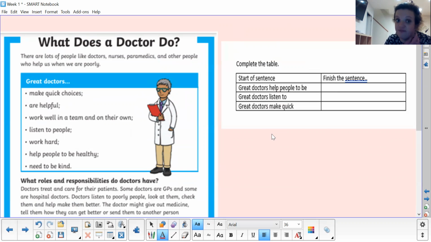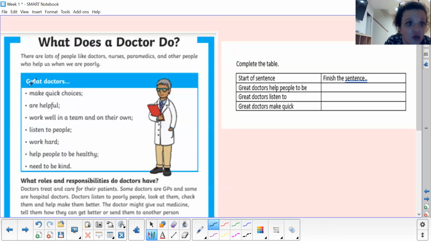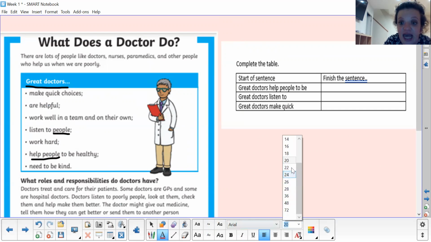Okay, so it's actually using this box here that you could have used. So great doctors help people to be. If I have a little look in the box, I'm going to find those key words, great and doctors and people. So I've got great doctors there, so I know it's in this area, and help people. There's people as well, but I've got help people here. So great doctors help people to be healthy. So my end of my box over here is going to be healthy.